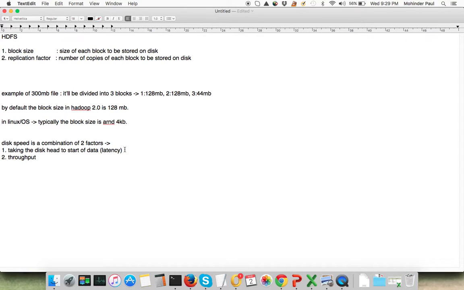So that is the reason HDFS has kept a bigger block size. Also, see, Hadoop is made for analyzing huge data volumes, right? So normally whenever you are reading data in any processing of Hadoop, you will be processing a lot of data, right? You won't be working on a very, very small amount of data. So that's why when your disk head moves to the start of the data, you should be reading a lot of data, right? So that is why the block size is a bit on the higher side in Hadoop. Make sense, guys?